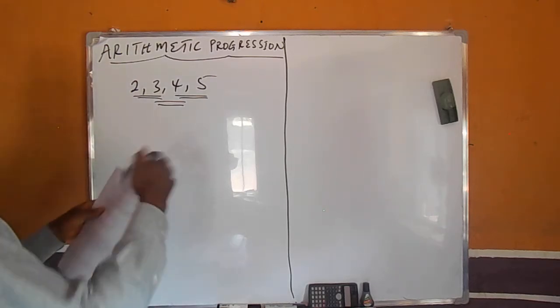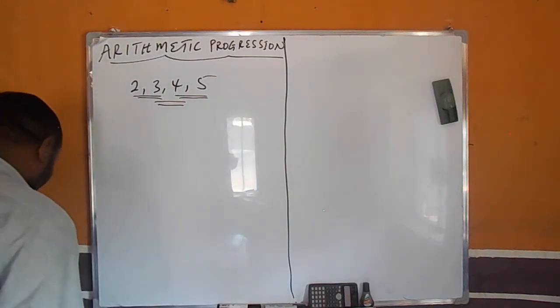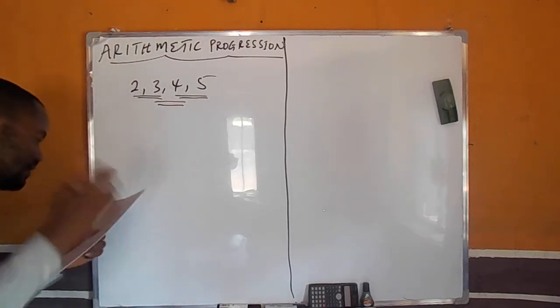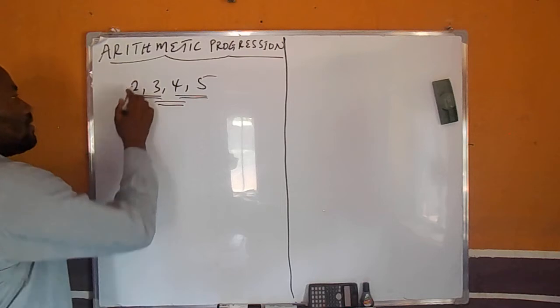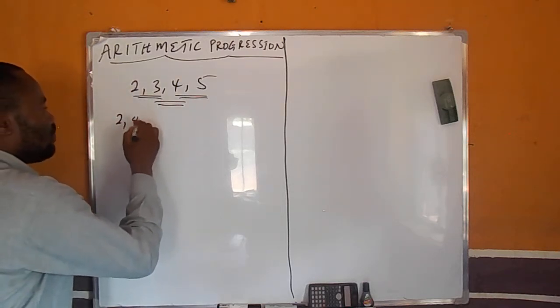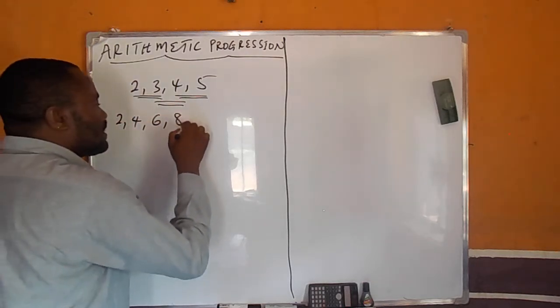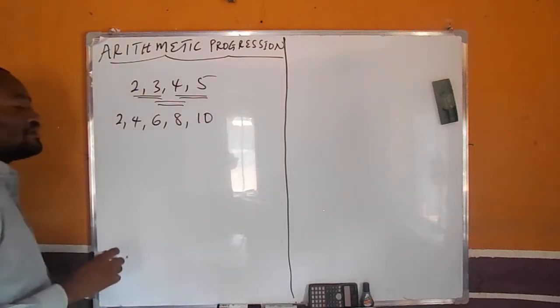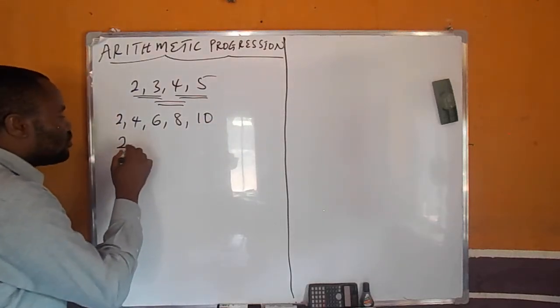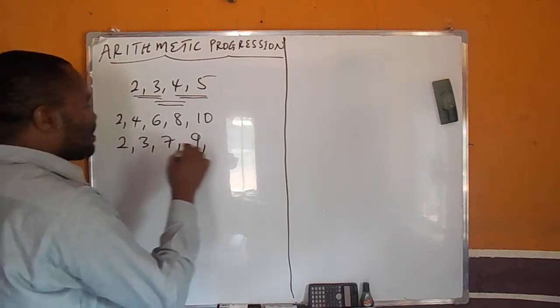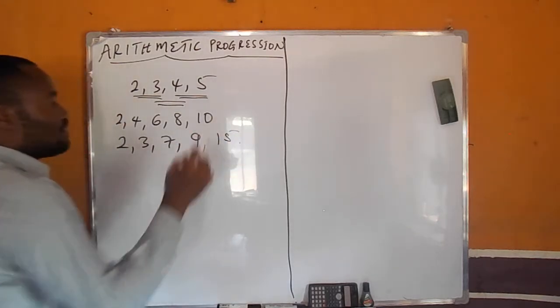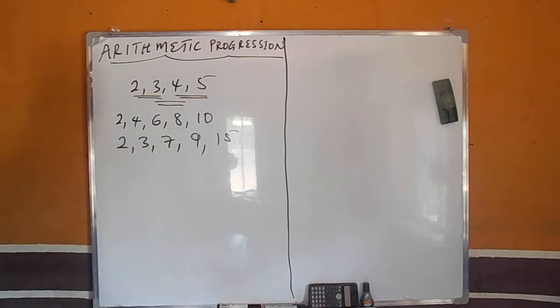Let's look at example 1. Before going to it, let's look at this. For instance, we have 2, 4, 6, 8, and 10. Then we have 2, 3, 7, 9, 15. Which of these is an arithmetic progression?